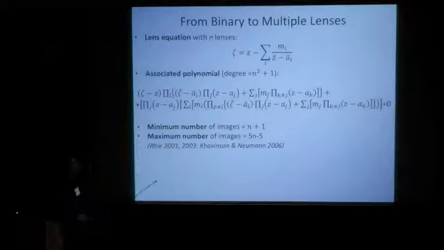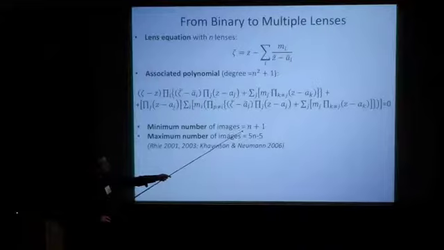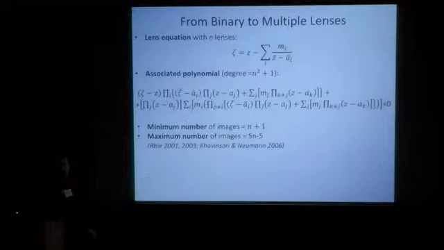But once you see some of the theorems that appeared in the literature, many of them due to Rhie and then Khavinson and Neumann, you can see that actually the minimum number of images is linear in n, and the maximum number of images is also linear in n. So actually this n squared says that we are overshooting. We are complicating the problem too much, probably, because we still want to solve a linear problem with a quadratic method. So how do we solve this very large polynomial?